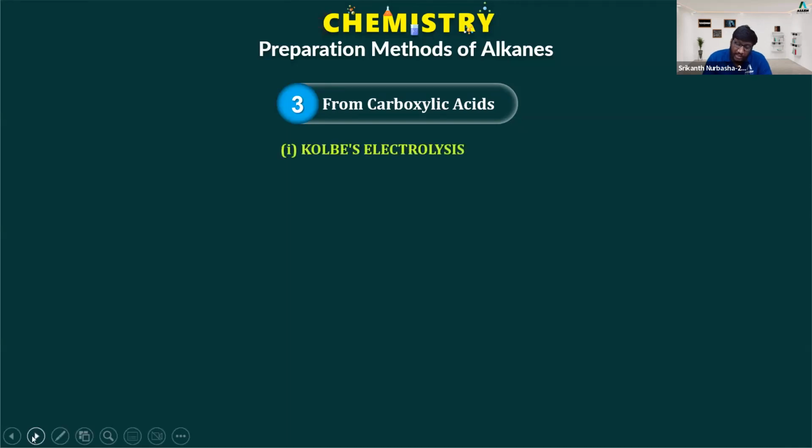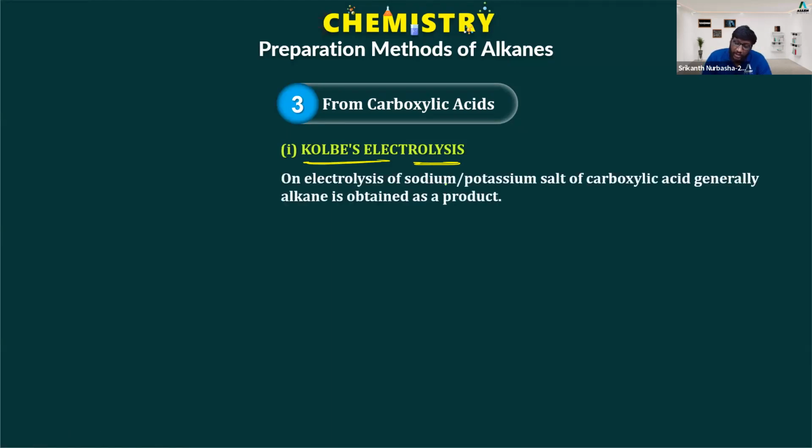So from carboxylic acids, we can prepare alkanes in two ways: Kolbe's electrolysis and decarboxylation. So what is Kolbe's electrolysis? On electrolysis of sodium or potassium salts of carboxylic acid, generally an alkane is obtained as a product.